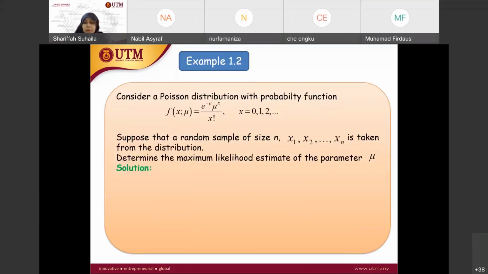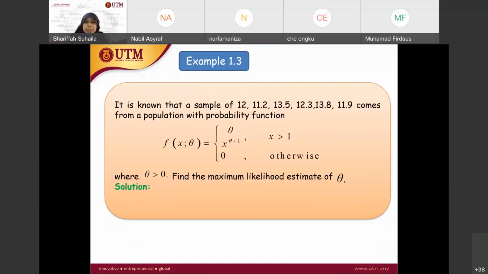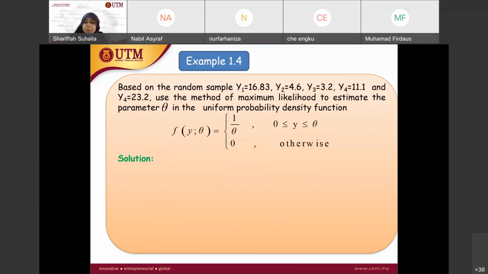We already solved for the Bernoulli distribution, Poisson distribution, and also the uniform distribution, where theta hat came out in terms of your ordered statistic.